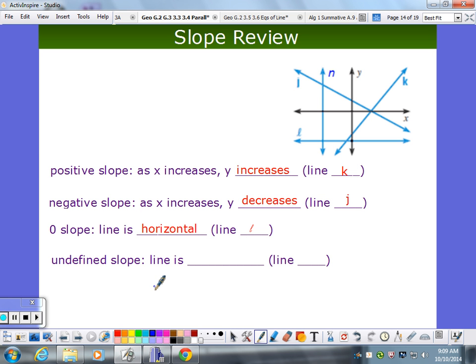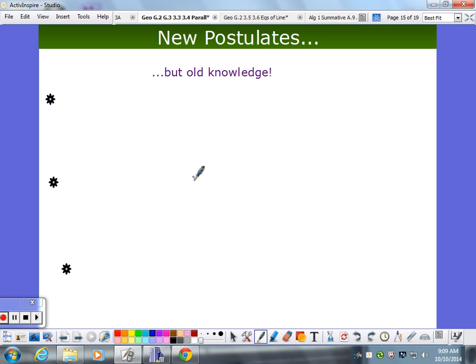And I need a line with an undefined slope. Which one is that one going to be? Amanda, which one is that? The line will be vertical. And an example of that is line N. Good. That's exactly right. Sorry? I think because when I took this picture, they didn't label that line, so I did it myself. Alrighty.